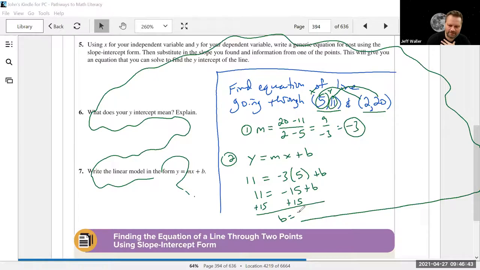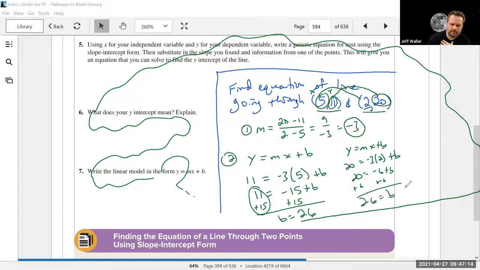Yeah, you get 26, right? Negative. Oh, I went backwards then. Yeah, negative 20. So positive 26, right? I accidentally mixed up the negatives and the positives, and I realized and was like, oh no, I got the wrong answer. So I was correcting myself. Okay. And again, if you use the other point, I would put 2 in for x. I would put 20 in for y. This is 20 equals negative 6 plus b, add 6, add 6. I still get 26.